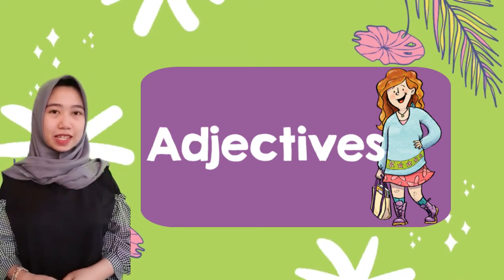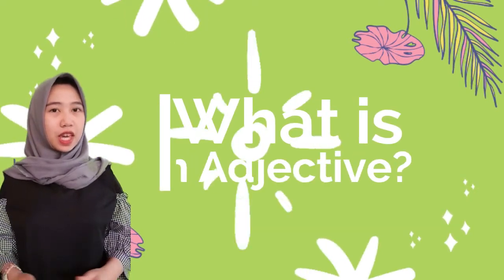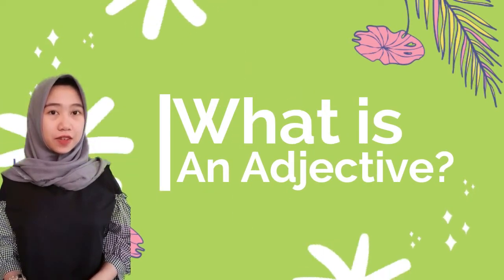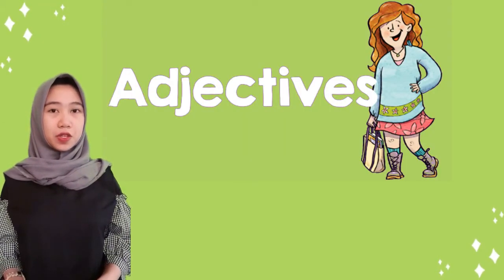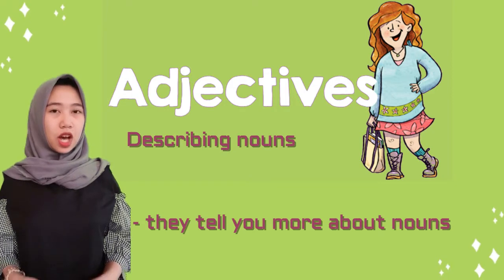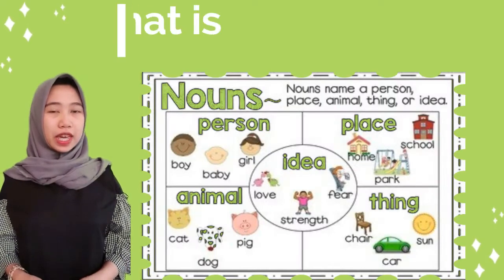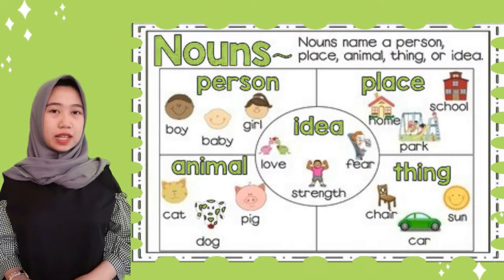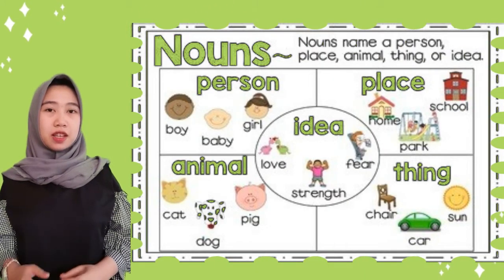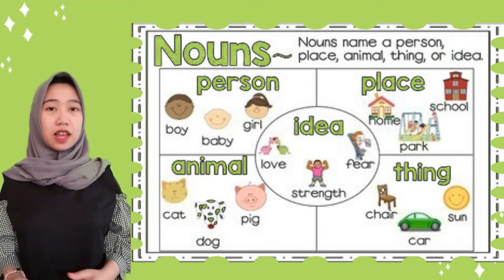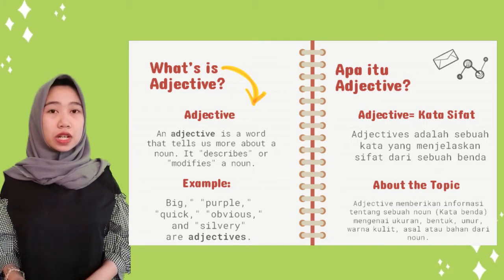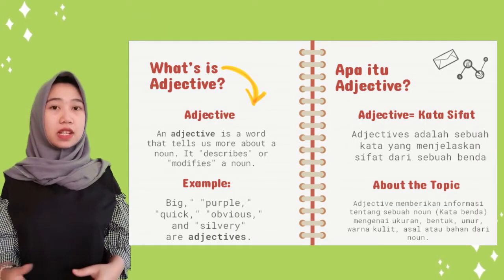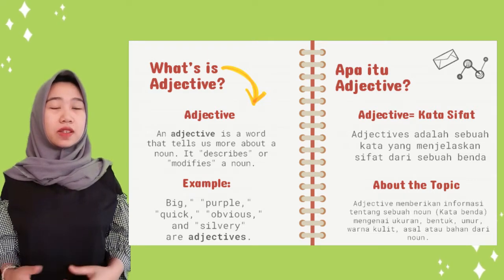Let's start the lesson. First of all, what is an adjective? Can you tell me what an adjective is? Alright, an adjective is a part of speech that describes a noun. What is a noun? A noun can be people, places, or things. For example, the girl, the place, the cat, are nouns. An adjective is a word that tells us more about the noun. It modifies or describes a noun.